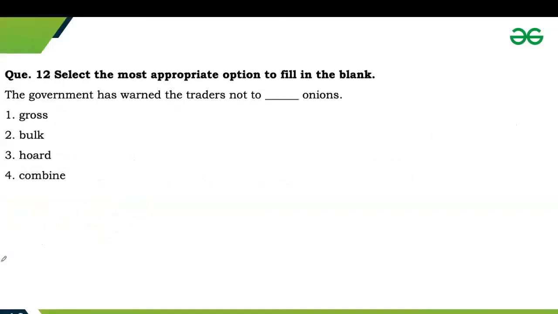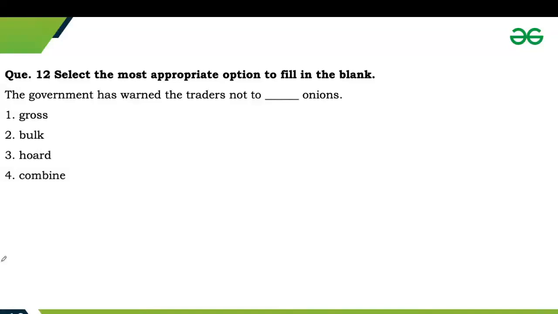Next one is question number 12. Comment your answers for question number 12. Select the most appropriate option to fill in the blank. The government has warned the traders not to hoard onions.